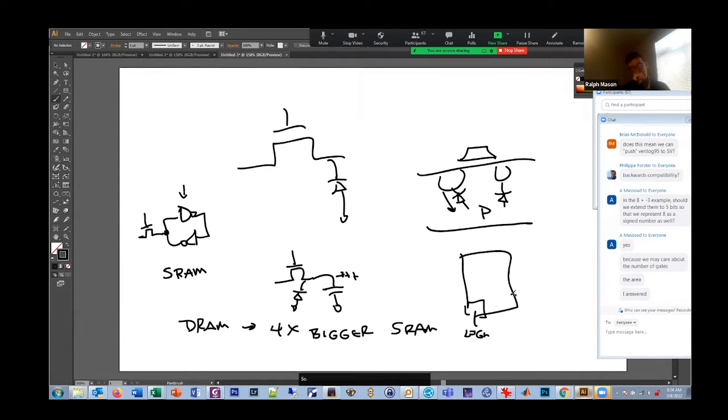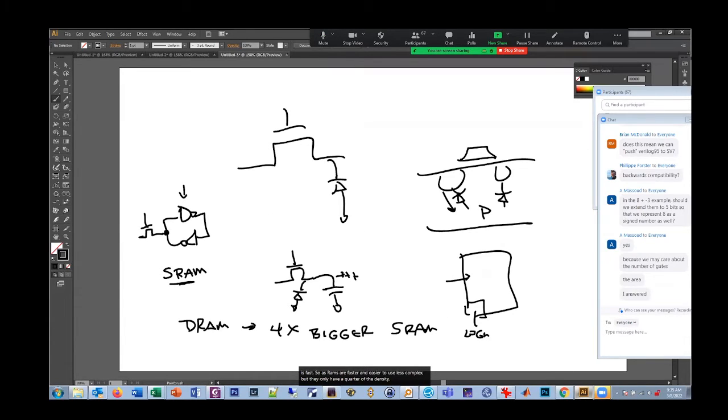Since this refreshing is going on in the background, you can't always access them as fast, because sometimes you get a conflict. When it's refreshing a cell, you can't read or write it normally. So they're a little more complex to use, and you can't access them always as fast. SRAMs are faster and easier to use, less complex, but they only have a quarter of the density.